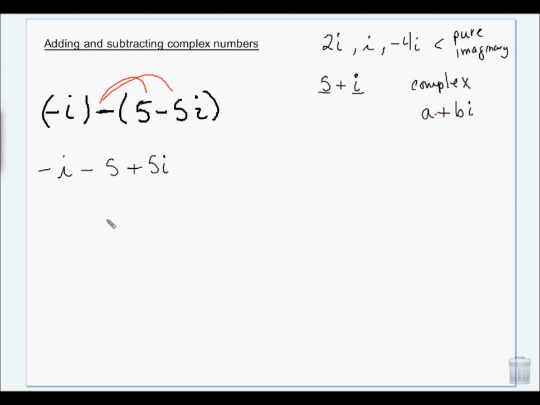I have a negative i and a positive 5i, so negative 1 plus 5 is 4. So you've been doing this the whole time, except you were using x's and y's instead of i. And you'll notice in no problem up to this point did they ever use i as a variable, because i is imaginary, so he's special.